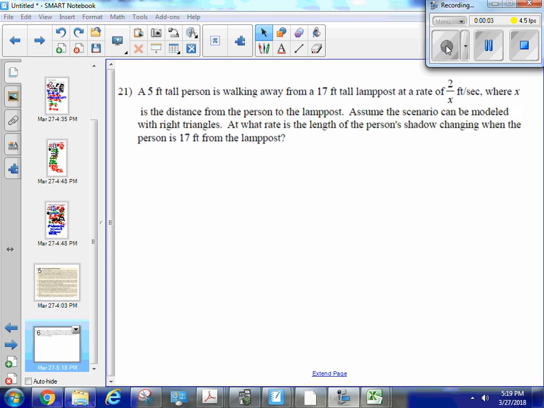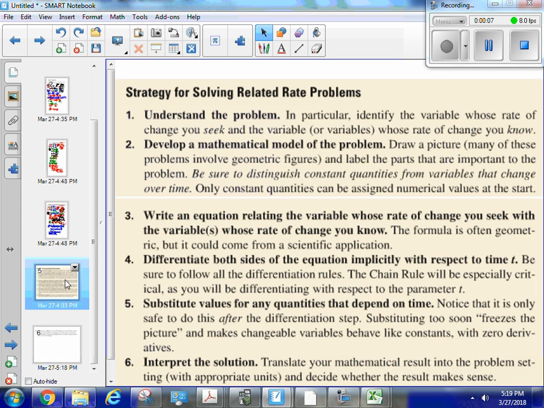Here's a good related rates problem. I'm going to go back to my strategies, and first I'm going to try and understand the problem. I like to do that as I diagram it out, which is developing a mathematical model of the problem. So let's start with that.